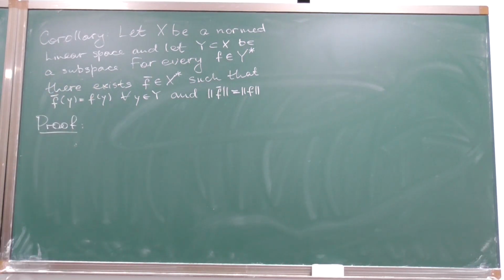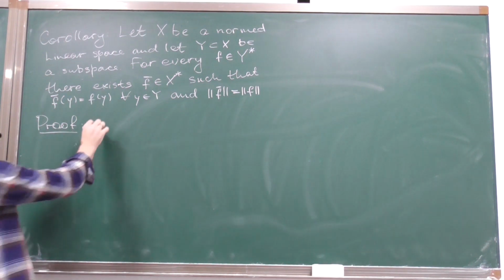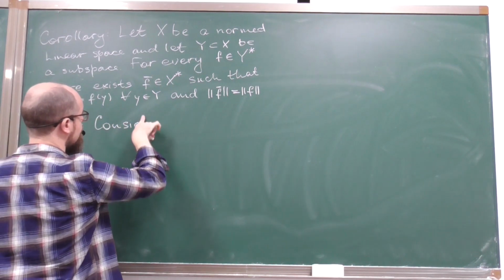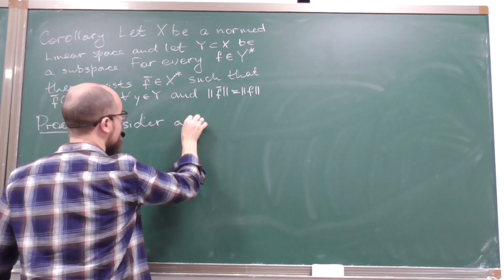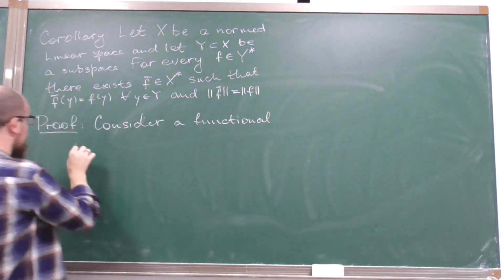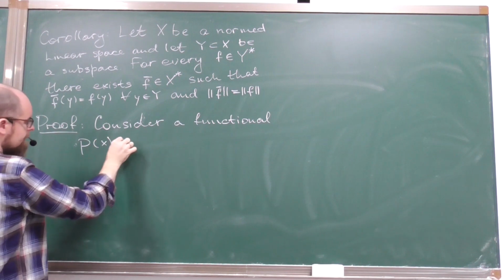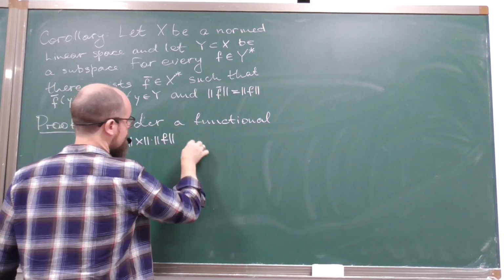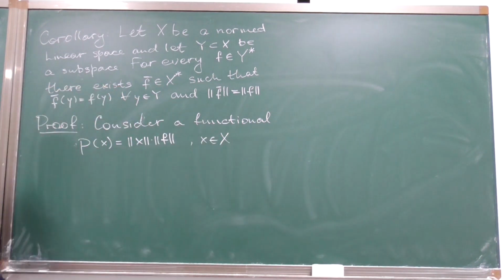So we will apply the Hahn-Banach theorem from the previous lecture for a specific form of a functional p. So consider a functional p of x, which equals the norm of x times the norm of f. Well, it's easy to see that this functional is positively homogeneous and subadditive. This is just the property of the norm.